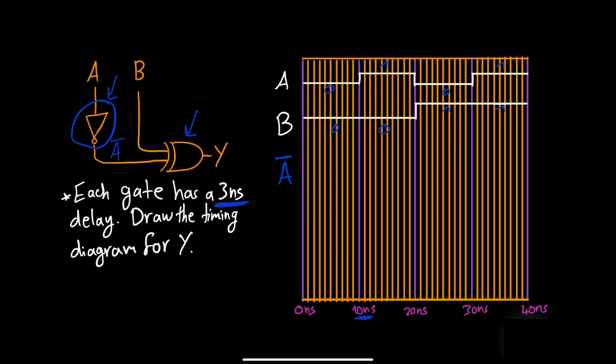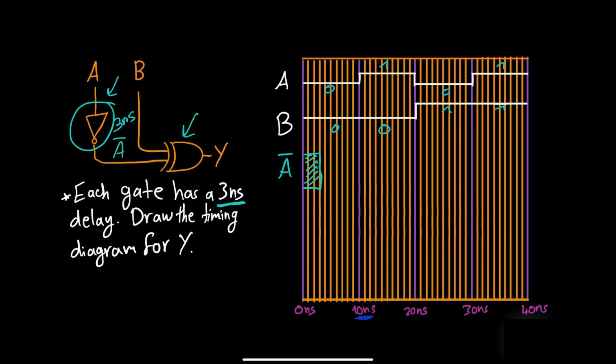Let me go ahead and change the color, by the way, because I can't see anything. There we go. This looks much better. So here we need to draw the A NOT signal first. And because of the 3 nanoseconds delay, this NOT gate will not get a signal in the first 3 nanoseconds. So in the first 3 nanoseconds, 1, 2, 3, the signal right here will be undefined basically.